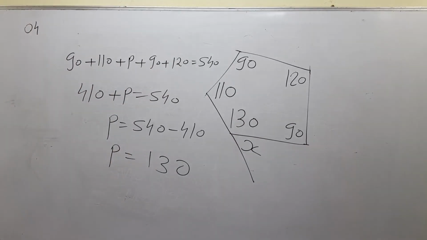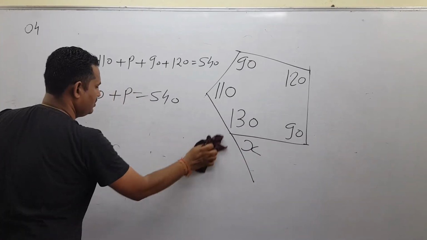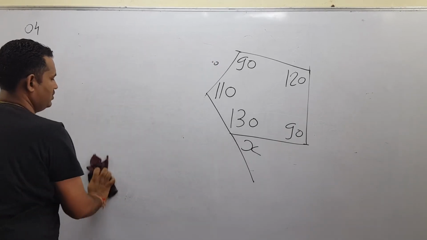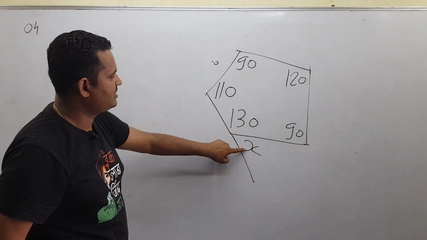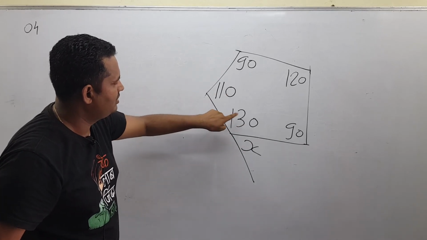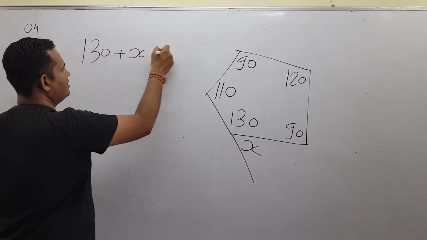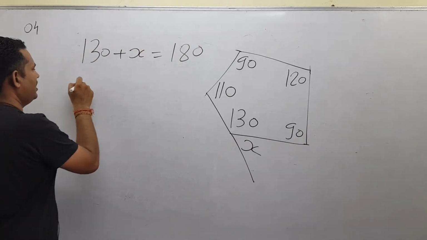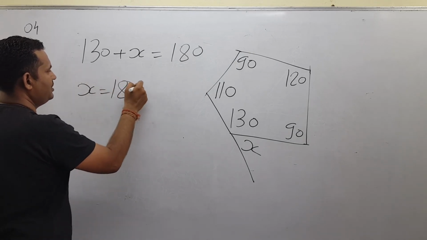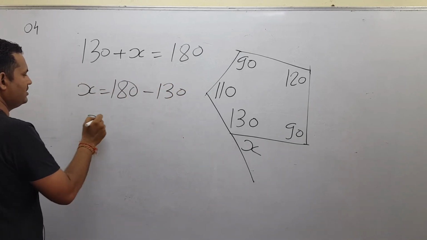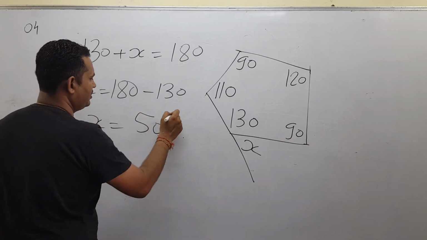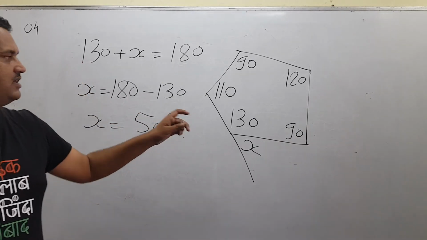Now I think you are able to find the answer of x. What is 130 plus x? 130 plus x is equal to 180. This is an interior angle, this is an exterior angle, and this is a linear pair. The sum of a linear pair is 180. So x is equal to 180 minus 130. X is equal to 50 degrees. Got it? So the answer of x is 50 degrees.